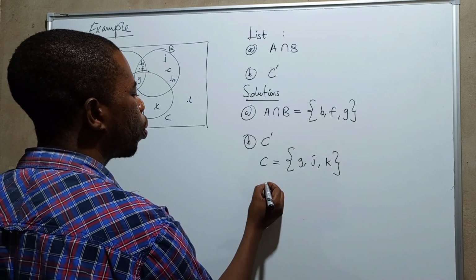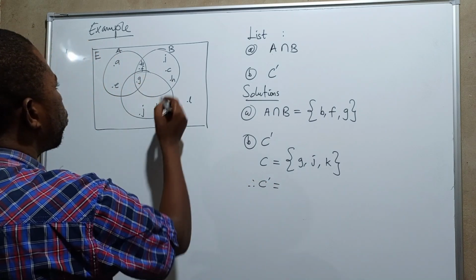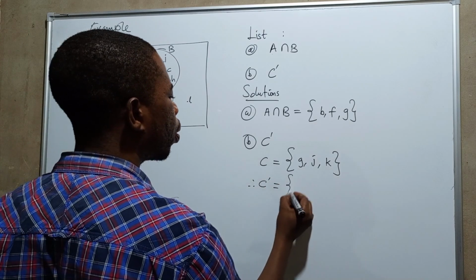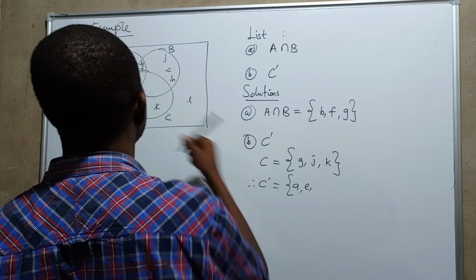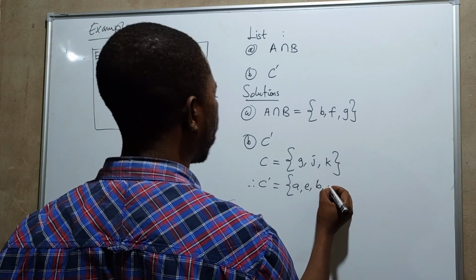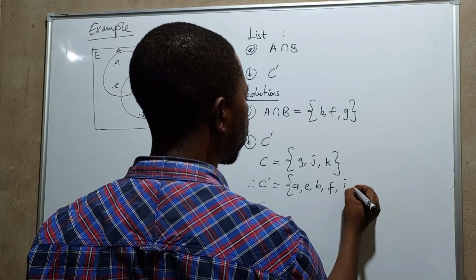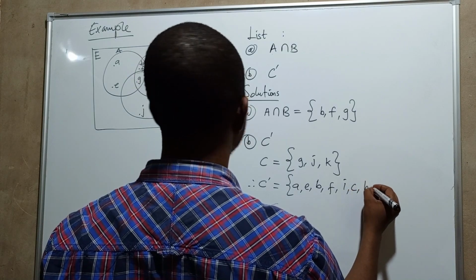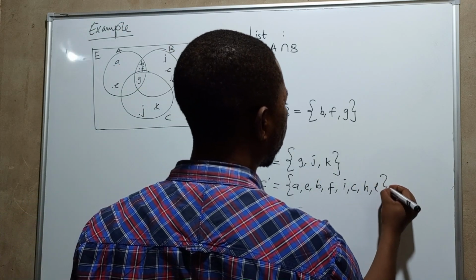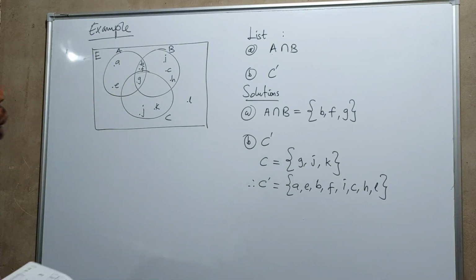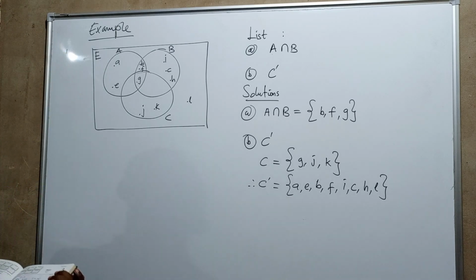Now, complement means we don't want those that are in C, those that are not in C. So therefore, complement are those that are not these. We'll pick these now. Again, L, E, then maybe B, or that doesn't matter, F, then I, then C, then H, then this L also here can get included. So that's how we can tackle that question.